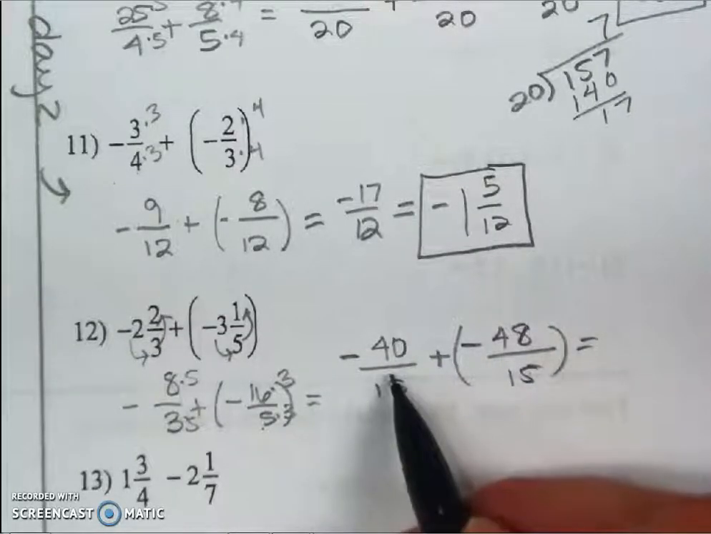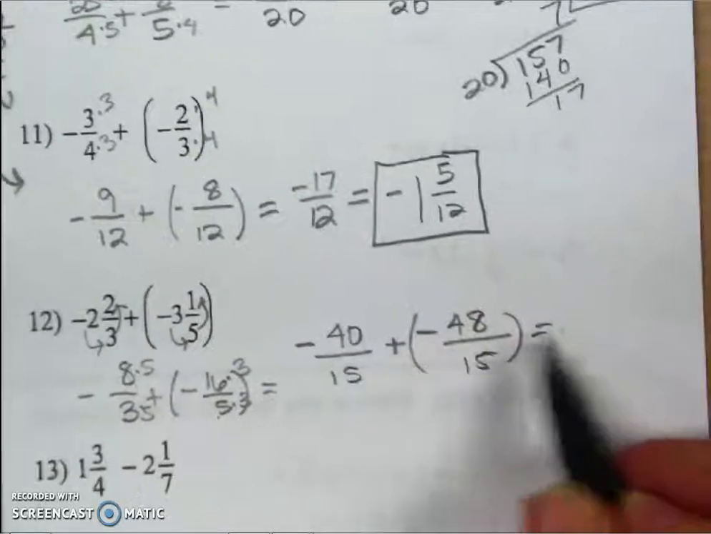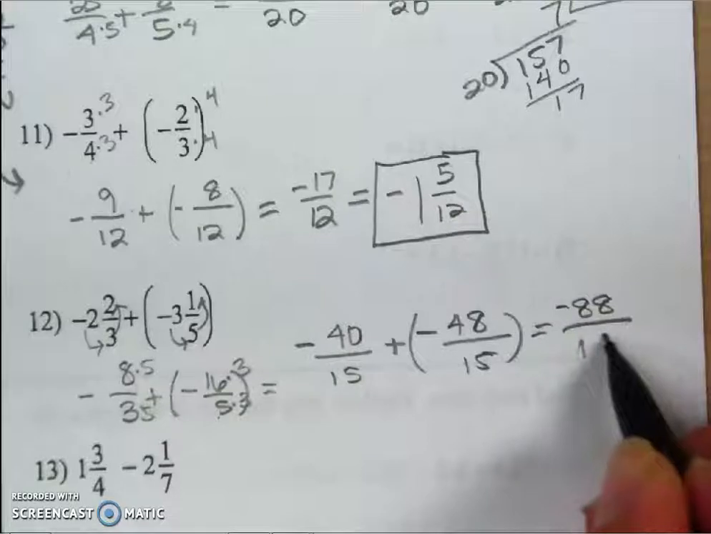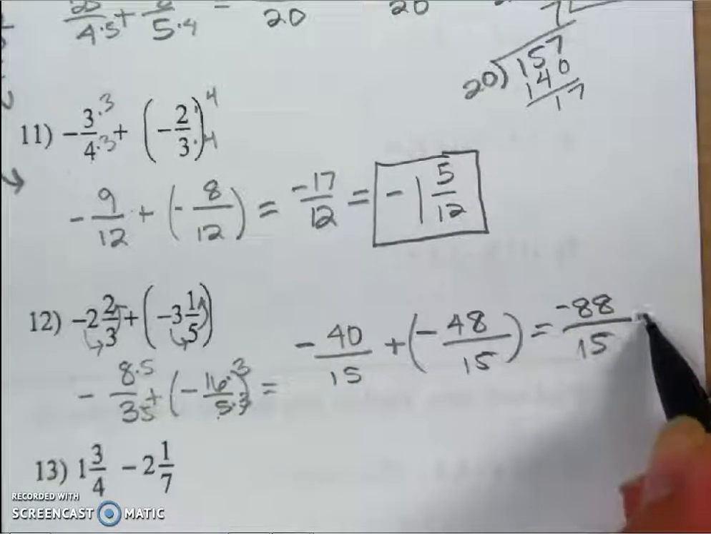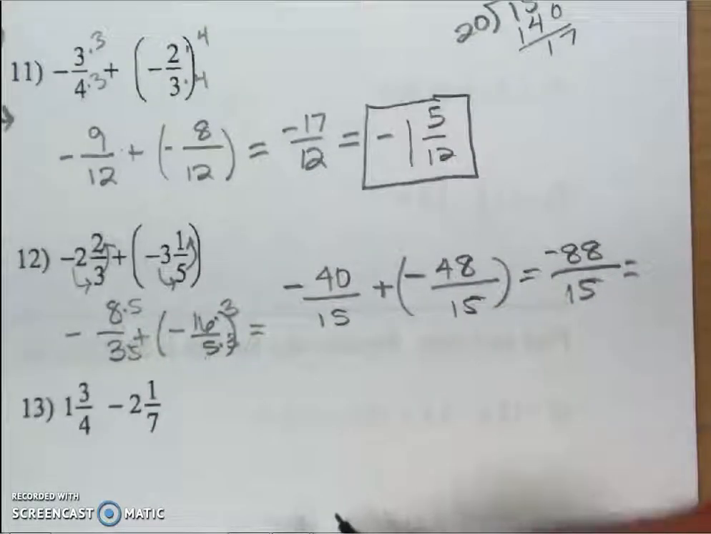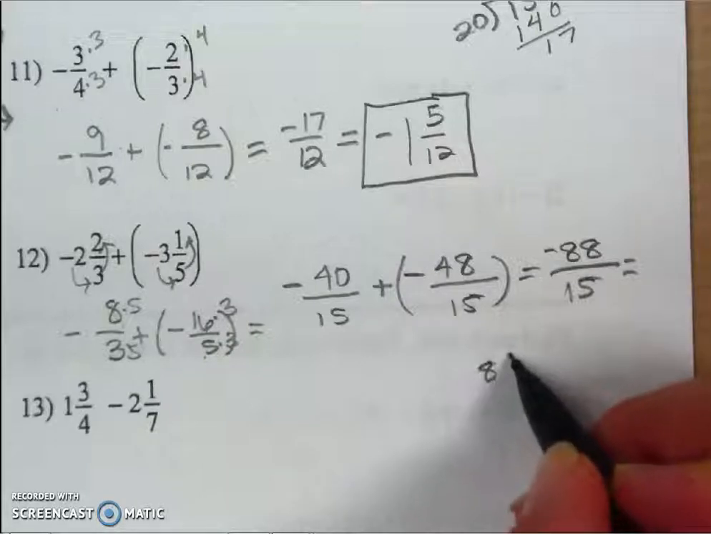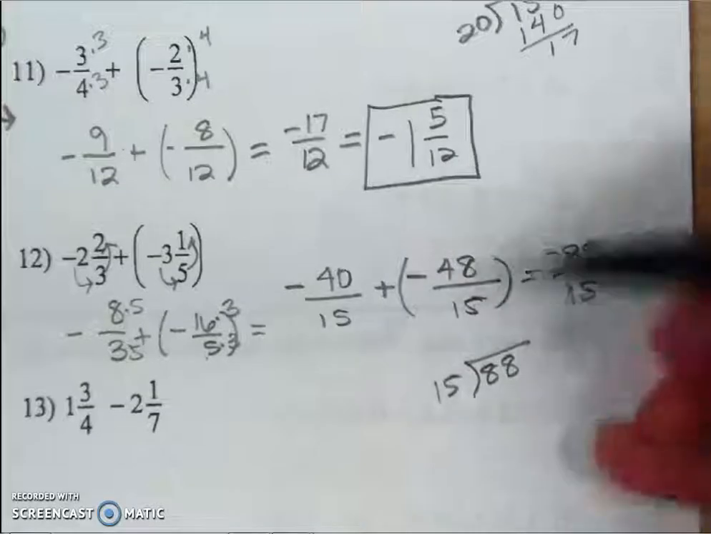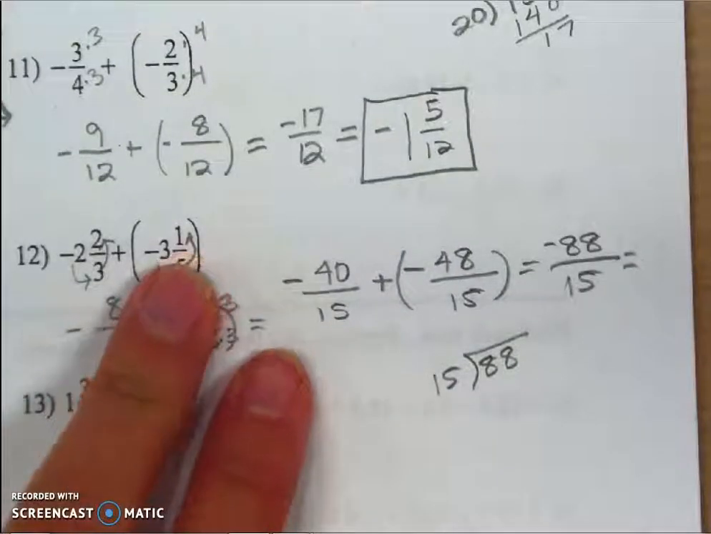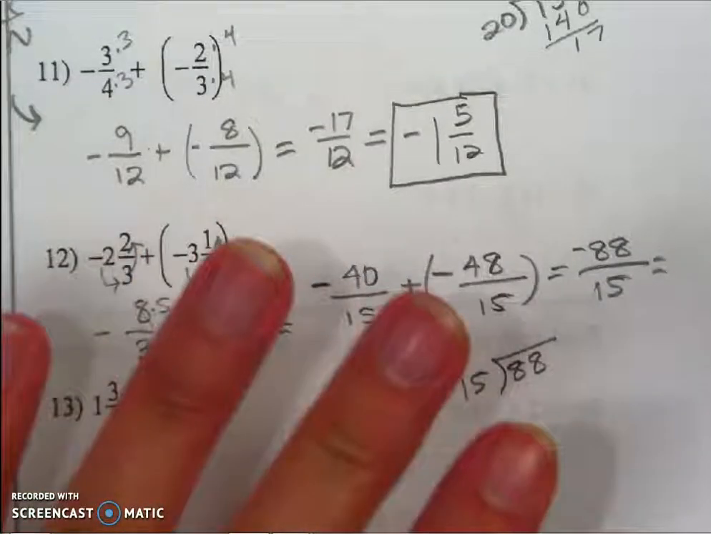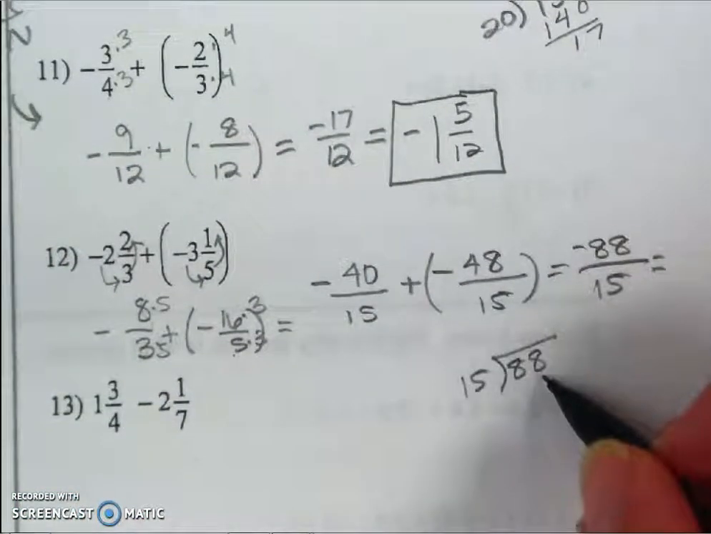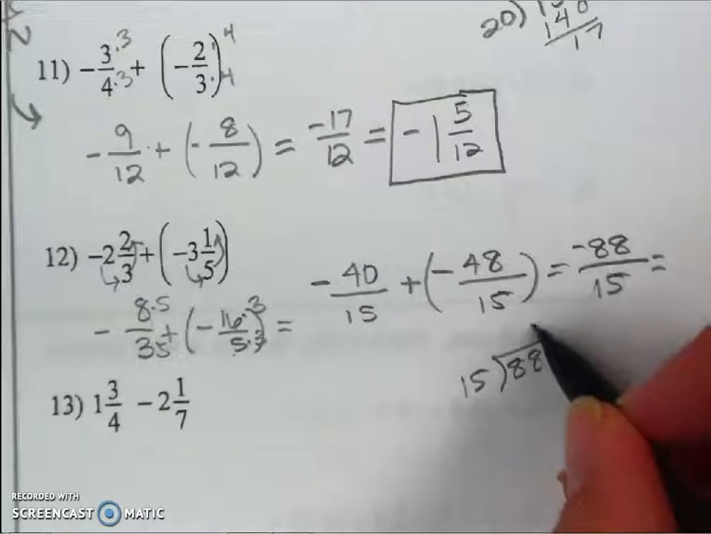All right, these are negatives, these are some more negatives, so we add them up, and we get negative 88/15. All right, that is an improper fraction, and so we need to divide to figure out what we've got here. So 88 divided by 15. How many groups of 15 can I take out of that? Well, 15 and 15 is 30. So 2 more would be another 30, so that'd be 60. 15 times 5 would be 75. 15 times 6 would be 90, so that's too much, so we're going to use the 5.